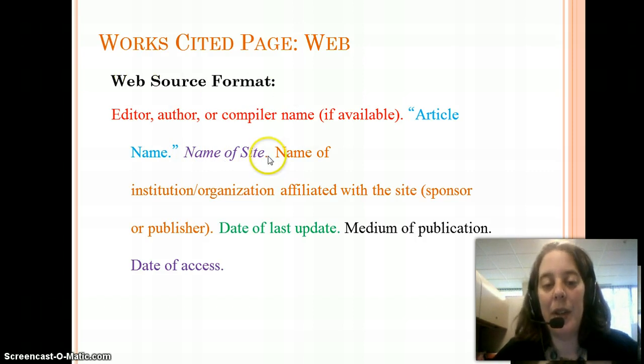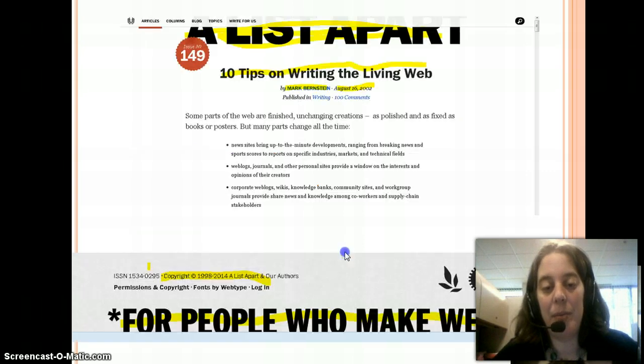You'll have another period, and then you'll have the name of the institution or organization affiliated with this website. Somebody had to publish this website. They didn't come out of nowhere. After that, you're going to find out if on the web page it says when it was published. You're going to give the date. You're going to put the medium of publication, which will always be WEB, web, and then the date of access, which is when you viewed it.